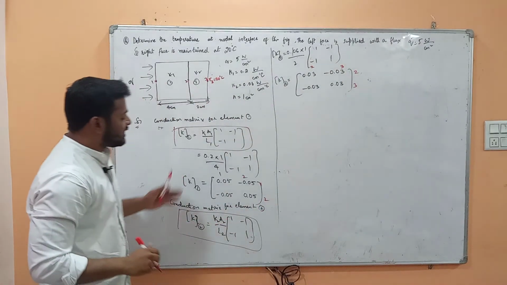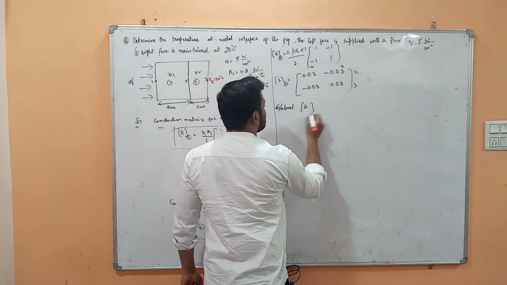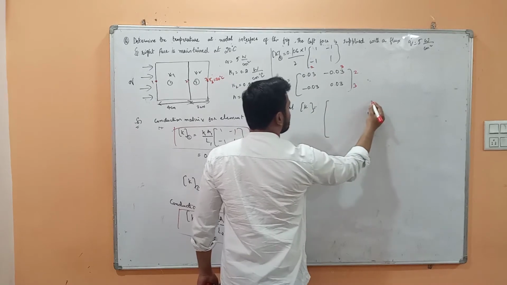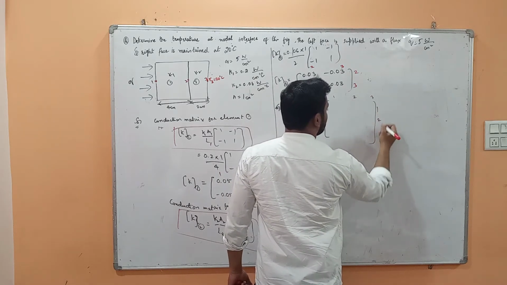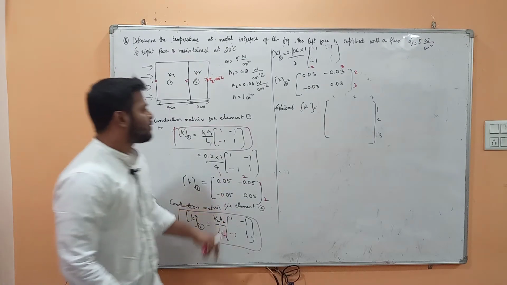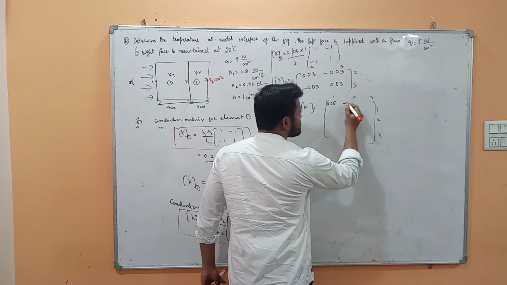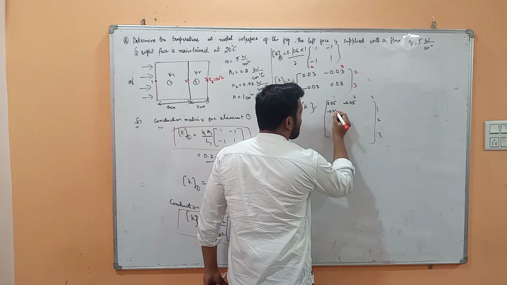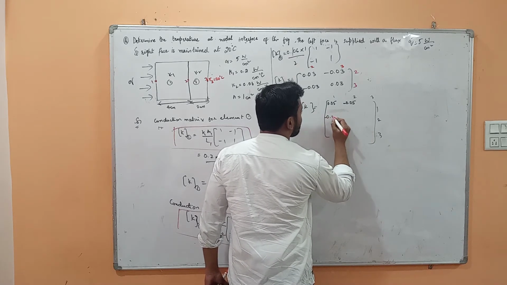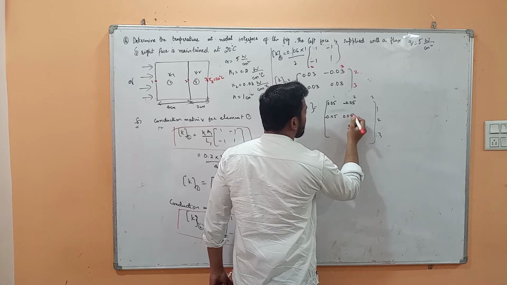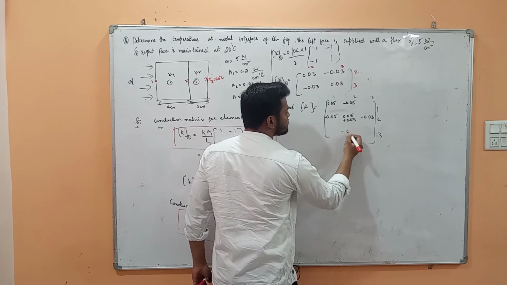Now we can find out the global K matrix. Global K is going to have 3 rows and 3 columns, 1 2 3 and 1 2 3. So here we have 0.05, minus 0.05. All these values we can assemble here.